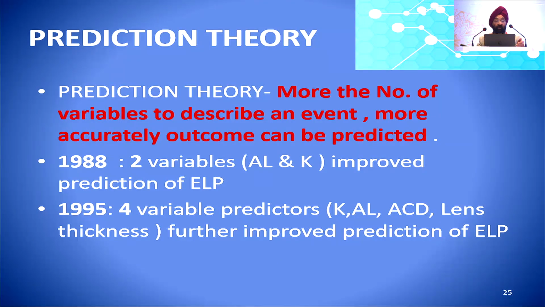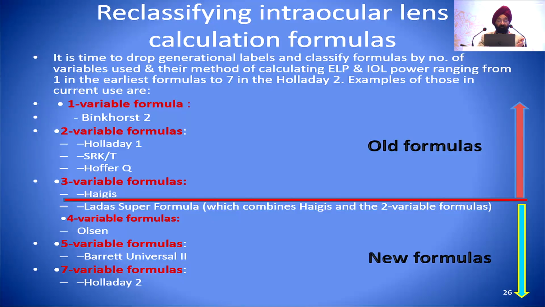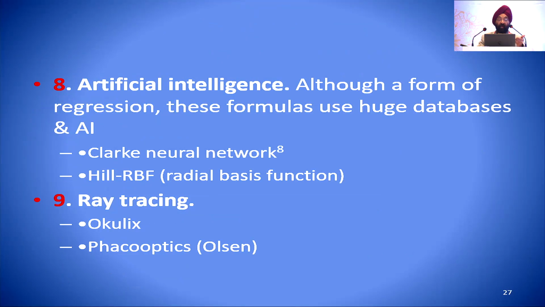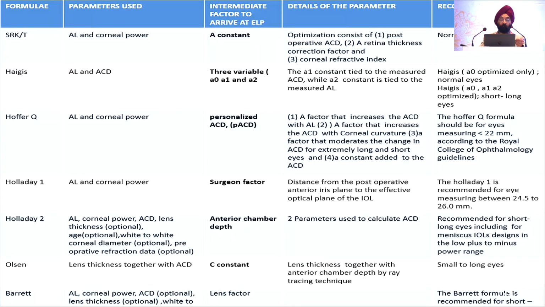Prediction theory says the more the number of variables to describe an event, the more accurately you can predict the outcome. So we have moved away from just 2 variables of axial length and keratometry in 1988 to more parameters. Like we have 5 parameters in Barrett Universal 2, 7 in Holladay 2, artificial intelligence is used in Hill RBF and Clark, and ray tracing is used in Oculus and Phaco Optics.